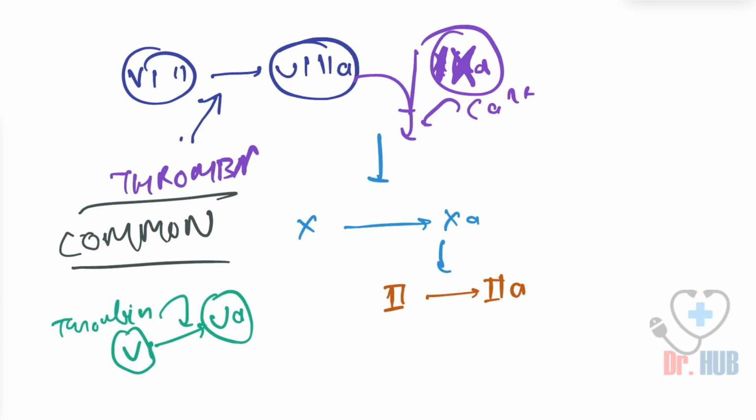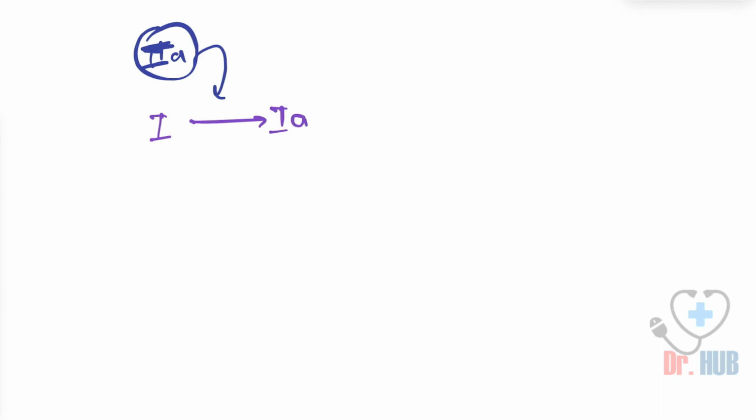And this 5A again acts in the process of 10A. So the 5A adds on to the 10A along with the presence of calcium. Then the 2 to 2A is converted. So what happens after 2A? After the conversion of 2A, the 2A helps in the conversion of 1 to 1A.